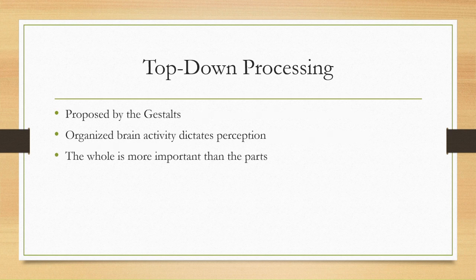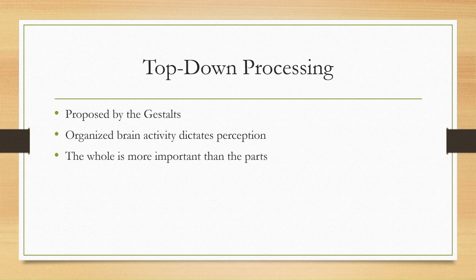So top-down processing, like I said earlier, was proposed by the Gestalts. It was a new way of thinking. So instead of people perceiving stimuli first and then interpreting their world, the Gestalts proposed that top-down processing was that people had mental schemas, and as they perceived new stimuli, the mental schemas helped map out and helped explain the new stimuli. So in top-down processing, the whole is more important than the parts.